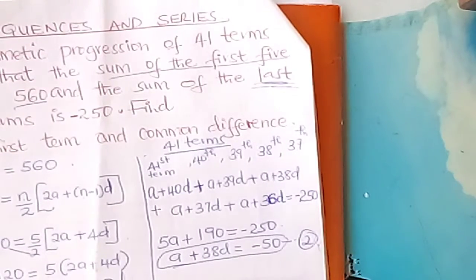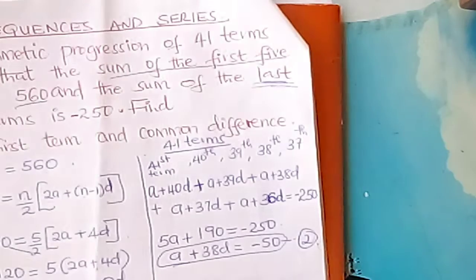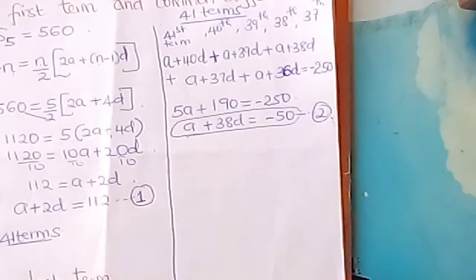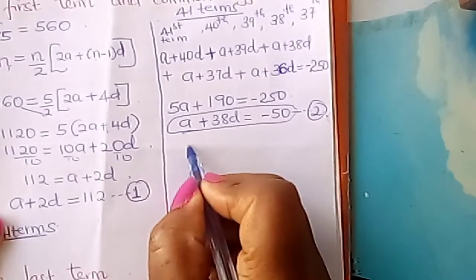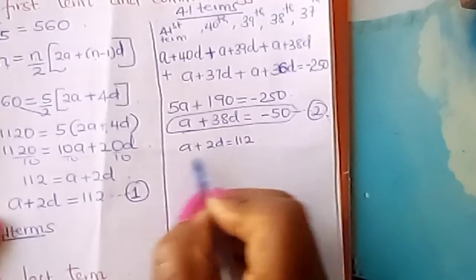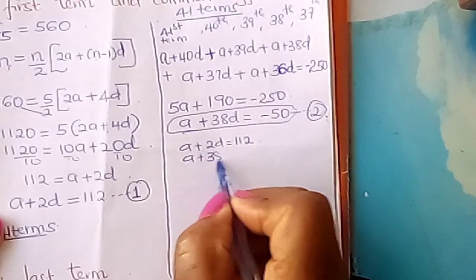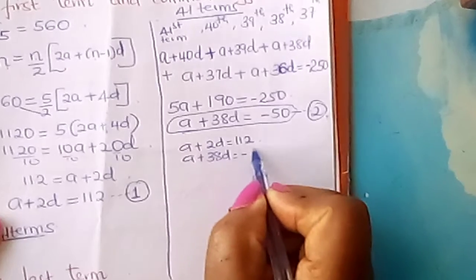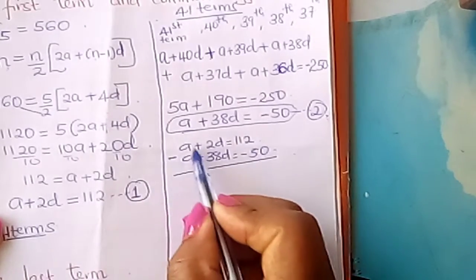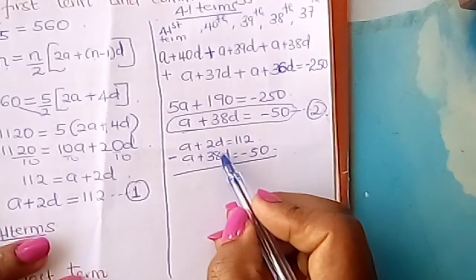Then Lana, solve these two equations simultaneously, by the elimination method. The first one was A plus 2D is equal to 112, and this one is A plus 8D is equal to negative 50. By elimination, Lana, you eliminate the A's. A minus A is 0, so you have eliminated it.